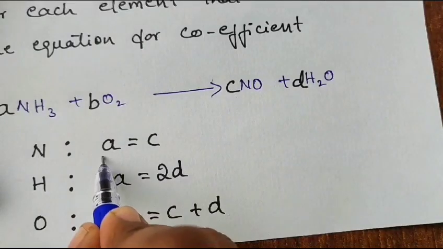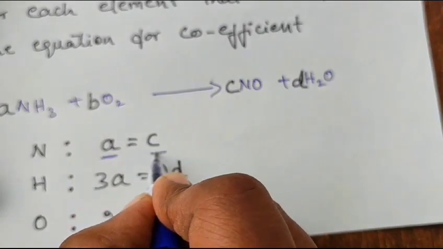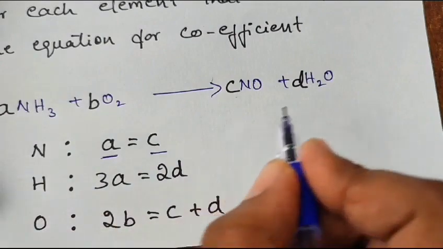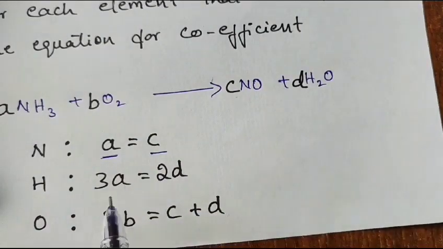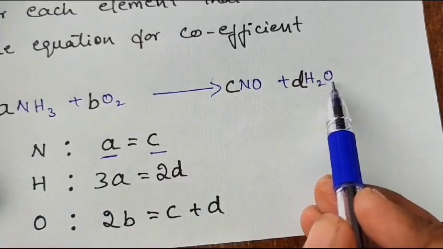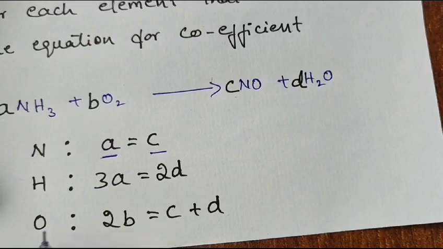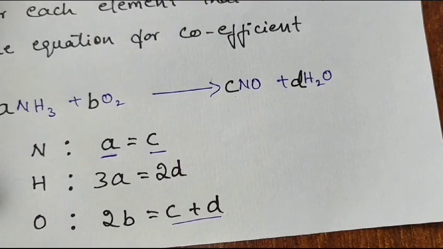So the left hand side is equivalent to the right hand side: for nitrogen, the number of atoms is A on the reactant side and C on the product side. For the hydrogen, it is 3A on the reactant side and 2D on the product side. As well as for oxygen, it is 2B, and that is equivalent to C plus D. So now let us move to the next step.